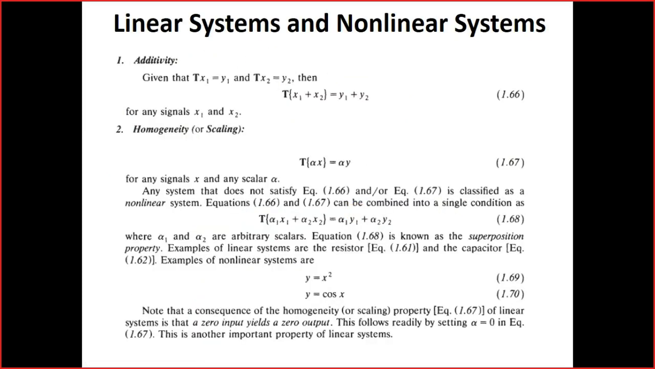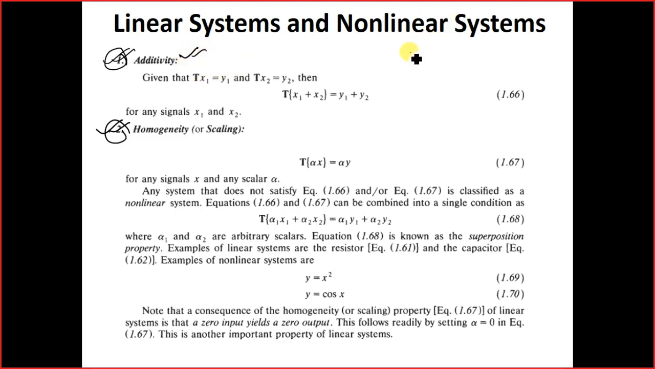Then coming to the linear systems, there are two important properties. The first one is the additivity property, and the second one is the homogeneity property. Any system which follows the additivity rule and the homogeneity rule is regarded as a linear system. And if any one of these is not followed, then it is called a non-linear system. Okay, for example, let us take the additivity rule.